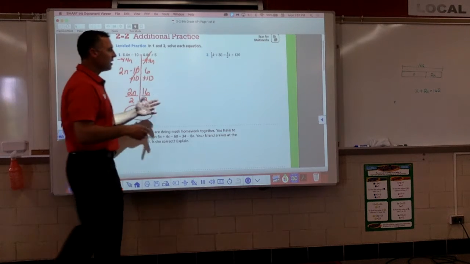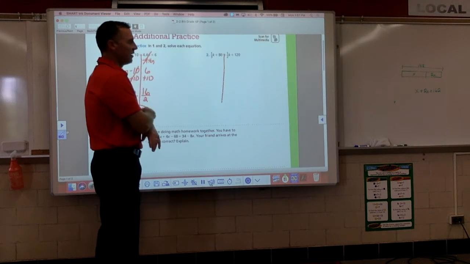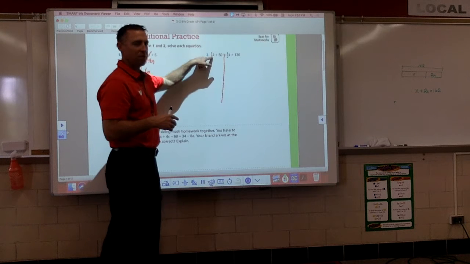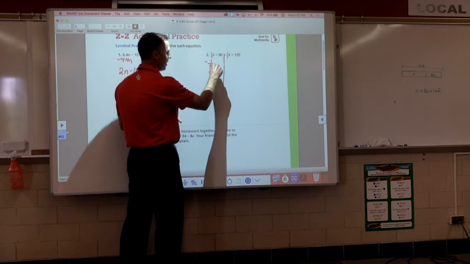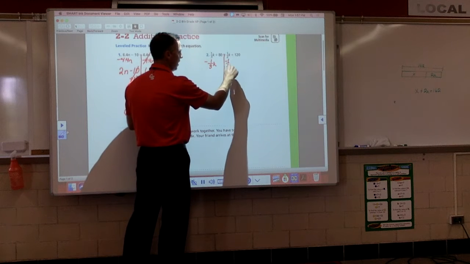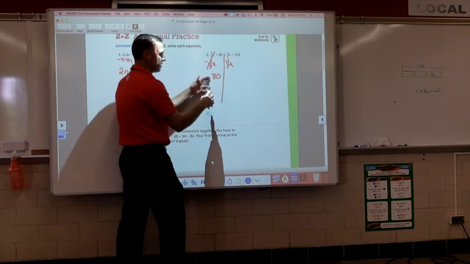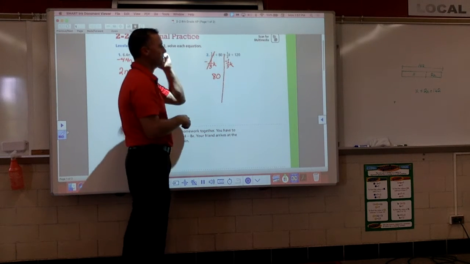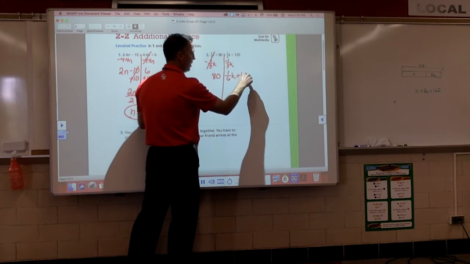Jumping over here to number 2. Identify your variable terms. Which one's the smaller of the two? 1/3 is less than 1/2. That's right, so I want to subtract the 1/3 k from both sides. That's going to leave me with only 80 on this side. 1/2 minus 1/3, well, 1/6. There you go. It's 1/6.